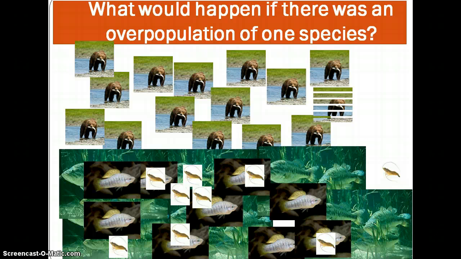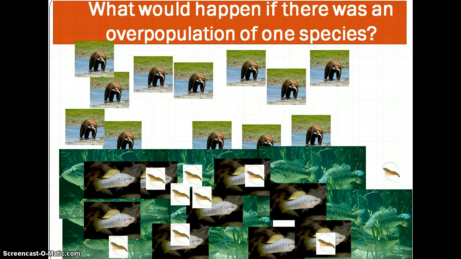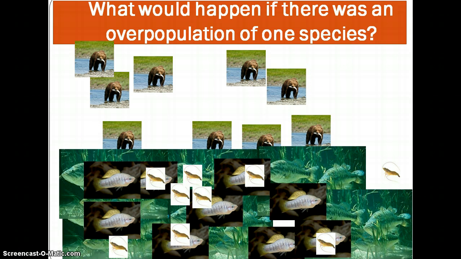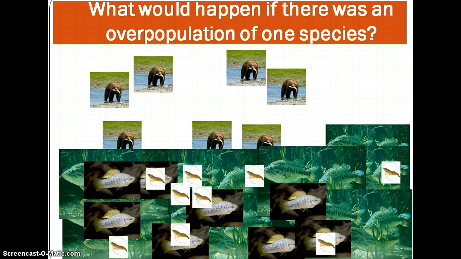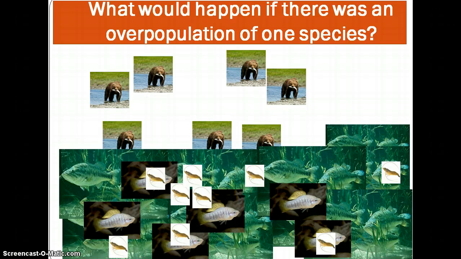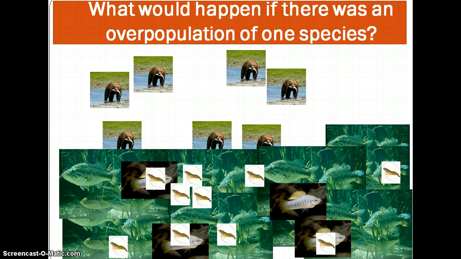So here we see the bear population decreasing, and we will see the bass population increase, and the small fish population decrease, and the shrimp population increase.